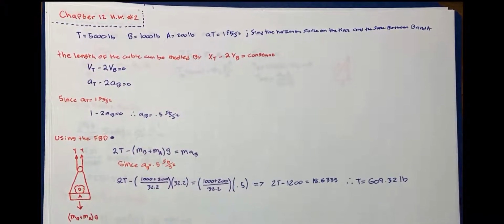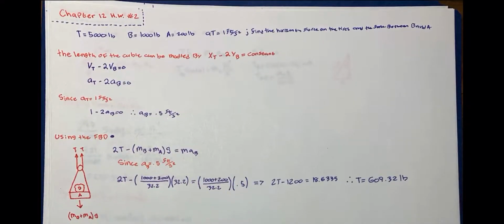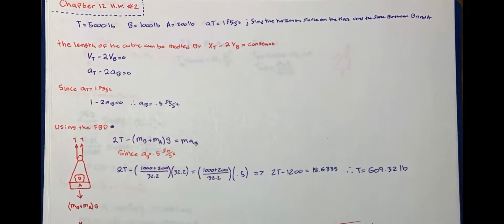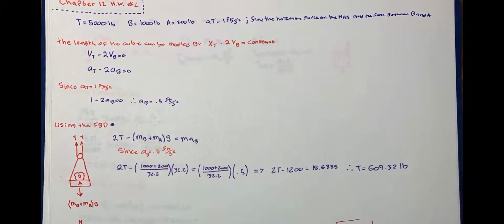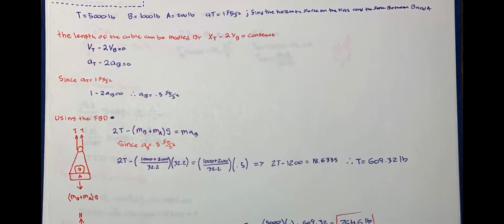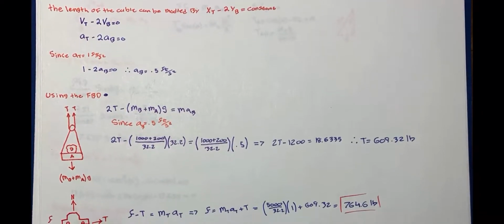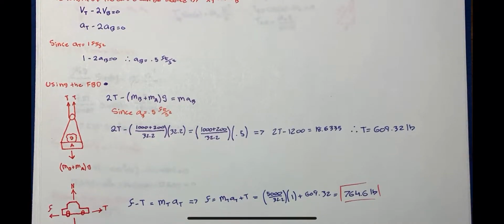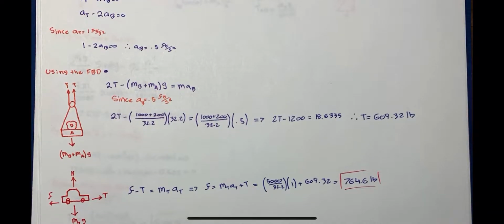Number 2, we have a truck pulling a load, a 5,000 pound truck pulling a 1,200 pound load, and the truck is accelerating at 1 foot per second squared. We know the pulley system equation is just x minus 2y, so we can find the velocity and the acceleration equations that go along with it. Knowing that the acceleration of the truck is 1 foot per second squared, we can solve that the acceleration of the boulder should be about half a foot per second squared.